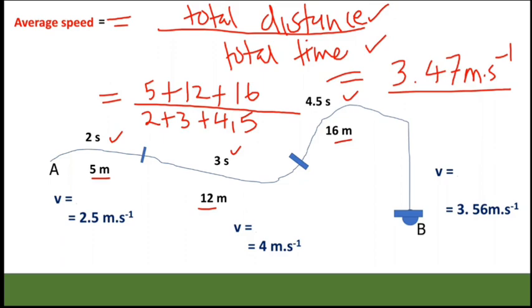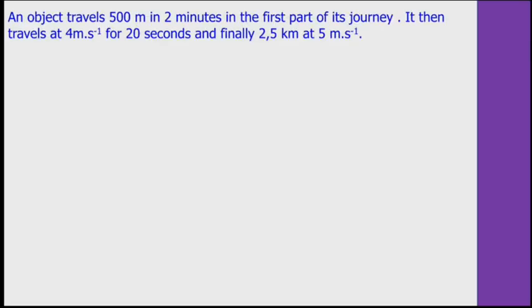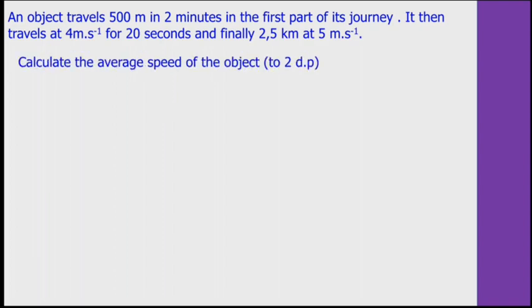Now let's suppose we've got an example where we're told an object travels 500 meters in 2 minutes in the first part of its journey. It then travels at 4 meters per second for 20 seconds. And then finally 2,5 kilometers at 5 meters per second. Calculate the average speed correct to 2 decimal places. We already know that the formula for average speed says that we need the total distance over the total time.